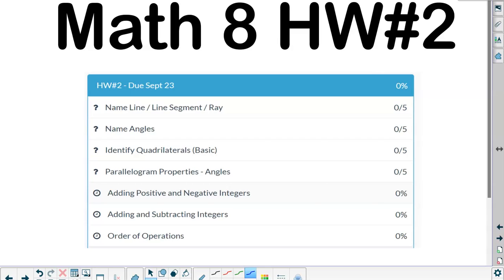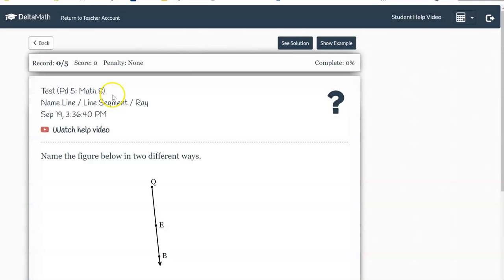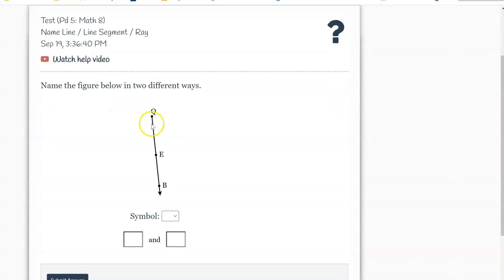In this tutorial, we will cover the homework on number 2. Let's take a look at the first topic: name a line, a line segment, or a ray. In this topic, they're asking you to understand that there are multiple ways that you can name some geometric items. Here they're asking you to name this ray 2 different ways.